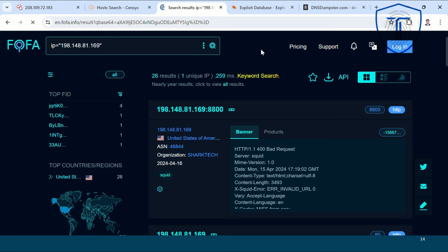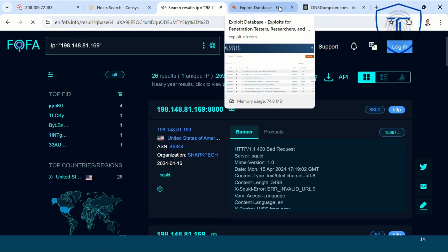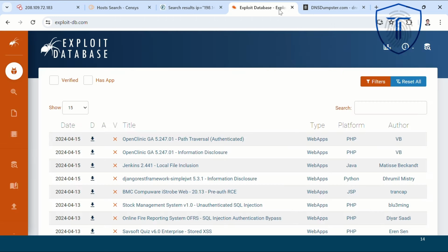The only thing which we have left is Exploit DB. This is a public database that has vulnerabilities and exploits posted along with the POC. POC means proof of concept.